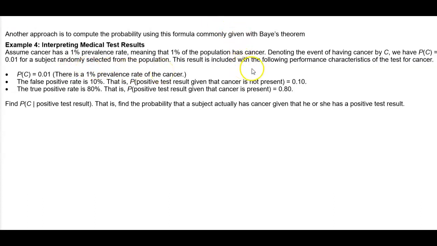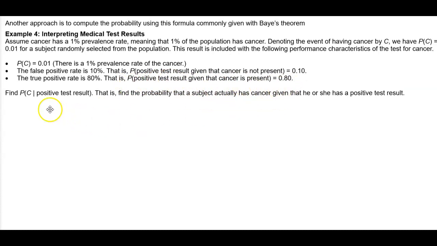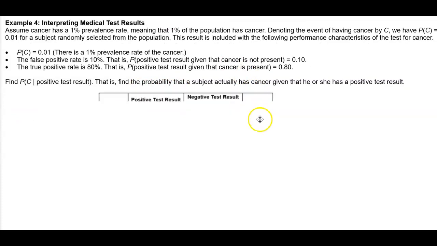And this result is included with the following performance characteristics for the test for cancer. The probability of cancer is 0.01, where there is a 1% prevalence rate of cancer. The false positive rate is 10%, which is 0.10, meaning the positive test result given that cancer is not present. The true positive rate is 80%, which is the positive test result given that cancer is present, 0.80. Now again, find the probability that the subject actually has cancer given that he or she has a positive test result.